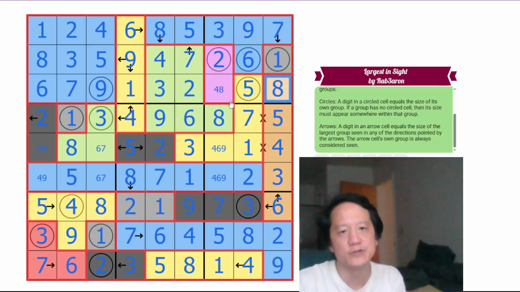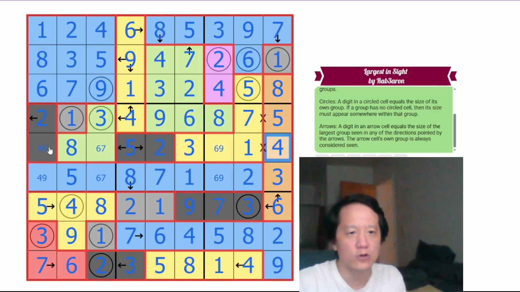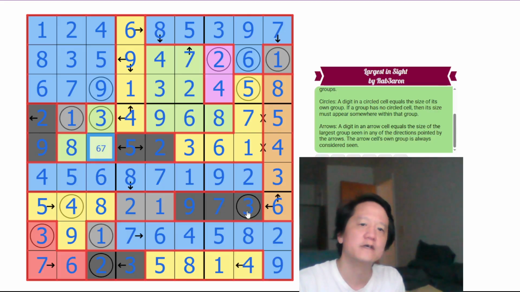4 eliminates 4 here, so it's 8 and 4. No more 4 here. 4 eliminates 4 here, so it's 9. Oops. It's 9 and 4 there. And 9 eliminates 9 here, so it's 6 and 9. 7 eliminates 7 here, so it's 6 and 7.